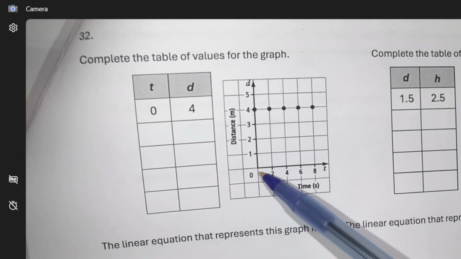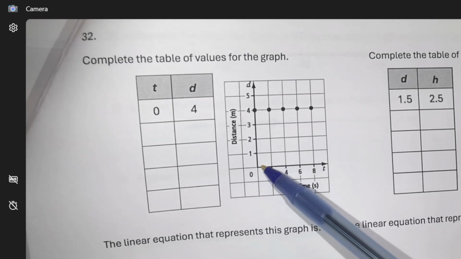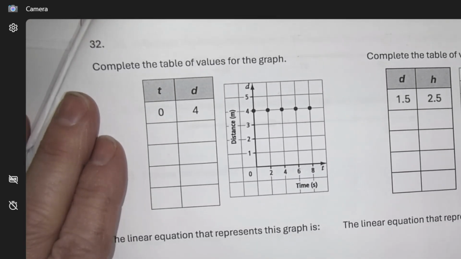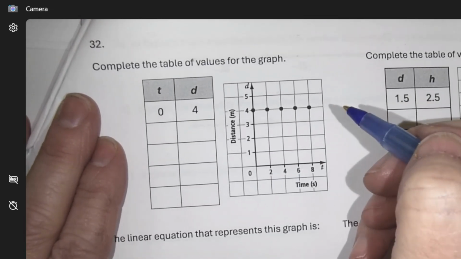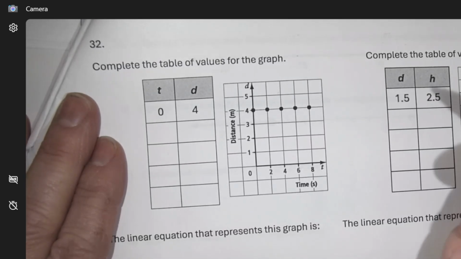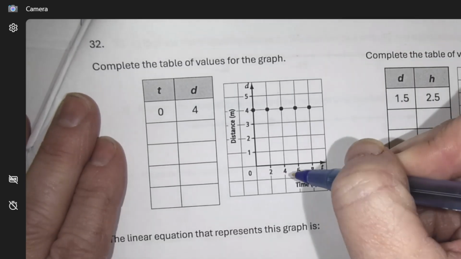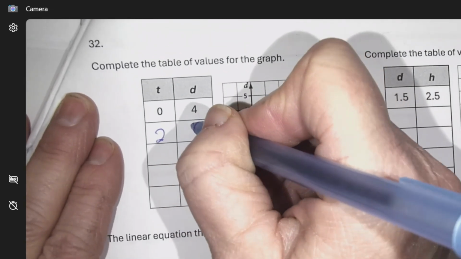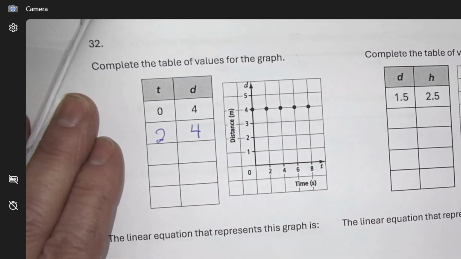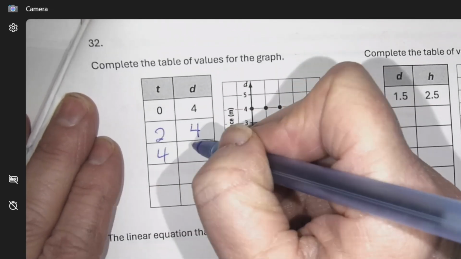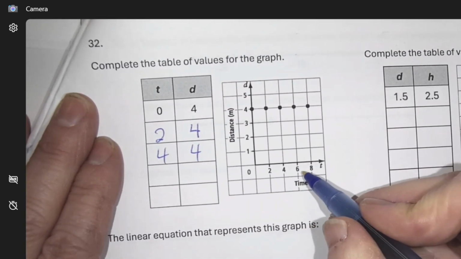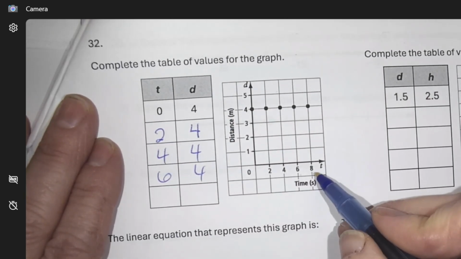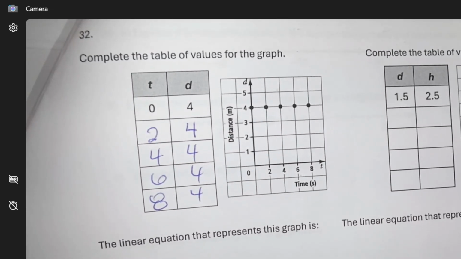Okay, when we had x or t be 0, we were at 4. What's the next point? What's the next t value we're at? 2 with a height of 4. Oh, I skipped the whole number. Then we're at 6 with a height of 4. Then we're at 8 with a height of 4.